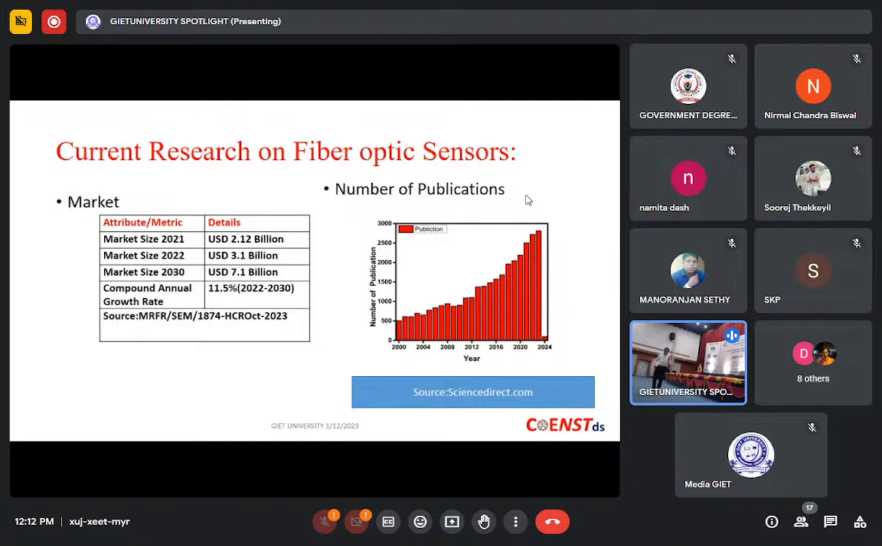That means there is something interesting, and also you will get money if you do some research on this fiber optic sensor, because the market strength is there in fiber optic sensors, and this is the reason why people are interested in doing fiber optic sensors.